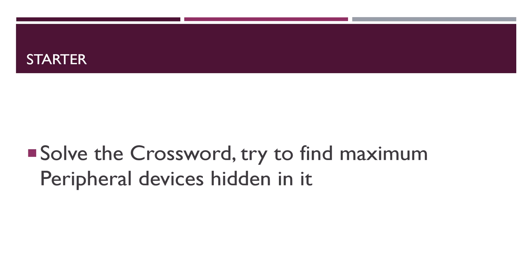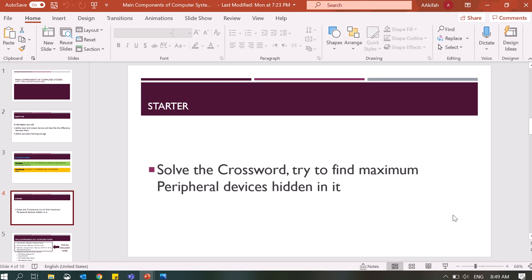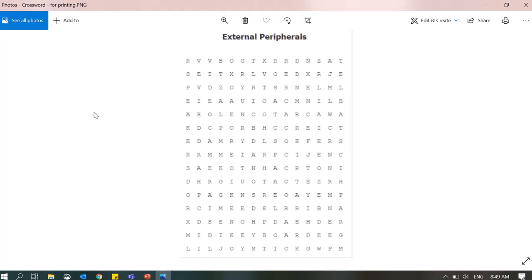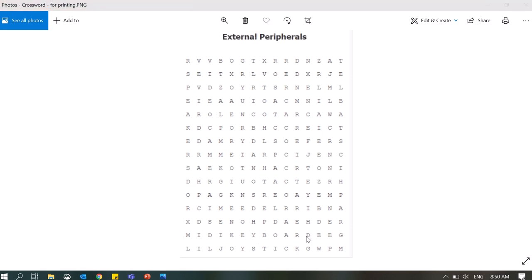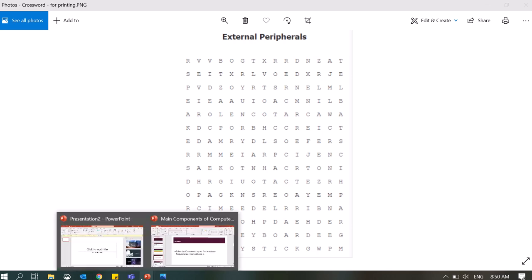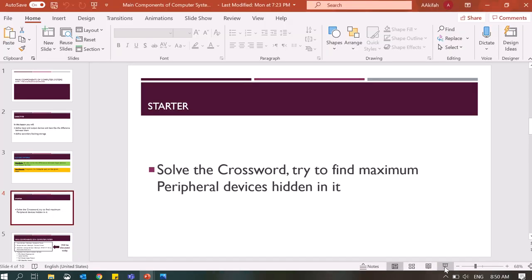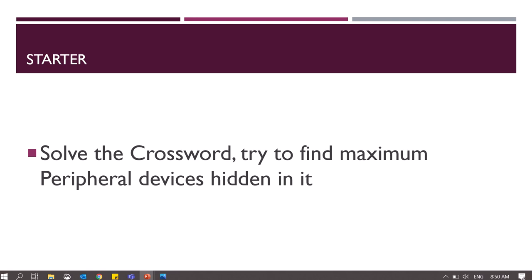As a starter for today's lesson, I have a crossword for you in which you can try to find the maximum peripheral devices hidden in it. Peripheral devices means the input and the output devices. You can print out this crossword and try to solve it. If you look carefully, you will find many devices that you are already aware of. For example, there is keyboard over here. Keyboard is an input device. Once you complete your starter, you can get back to the lesson.